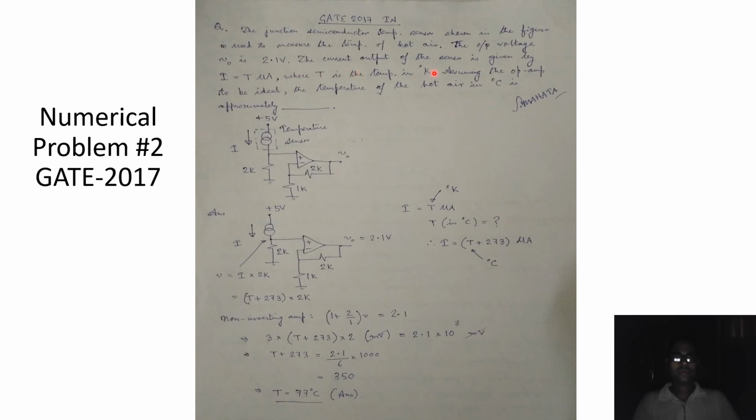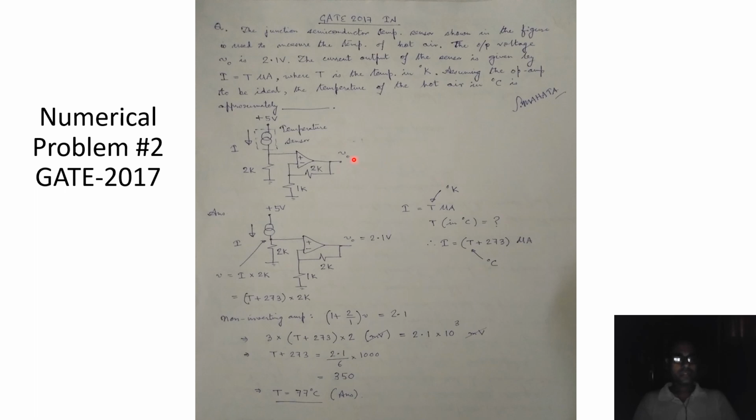The current output of the sensor is given by I equal to T microampere, where T is the temperature in degree Kelvin. Assuming the op-amp to be ideal, the temperature of the hot air in degrees centigrade is approximately dash. And this is the corresponding circuit for it.